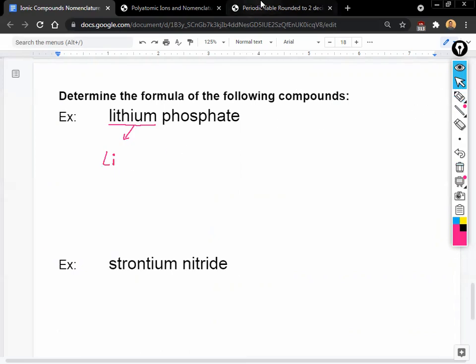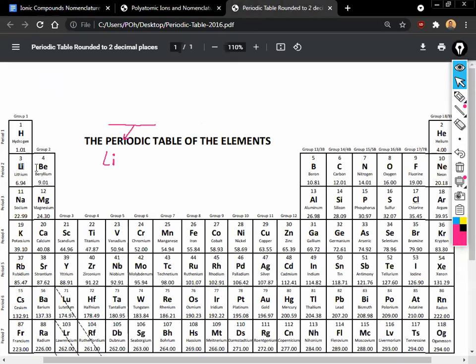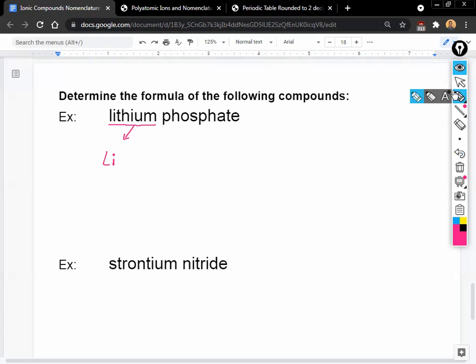What's the MCI for lithium? It's right here. Yeah, +1. Good. So lithium is +1.